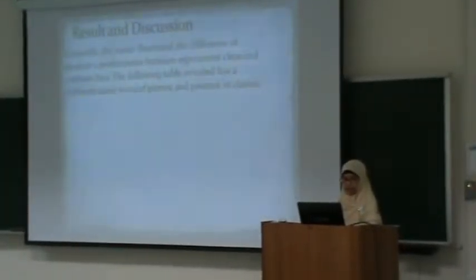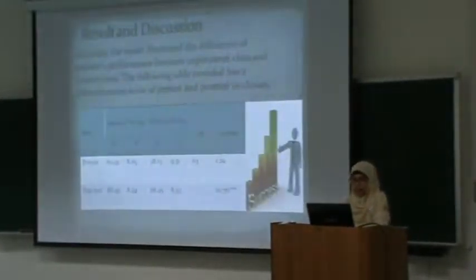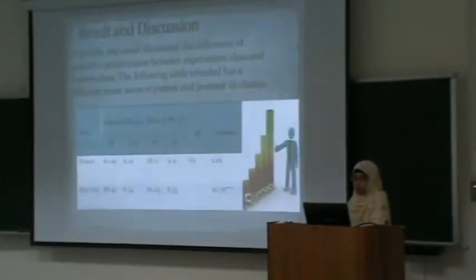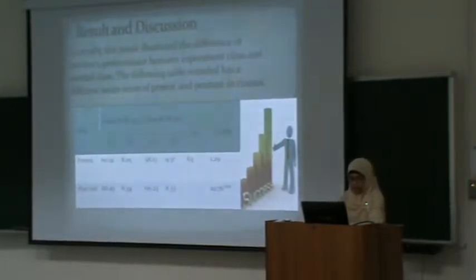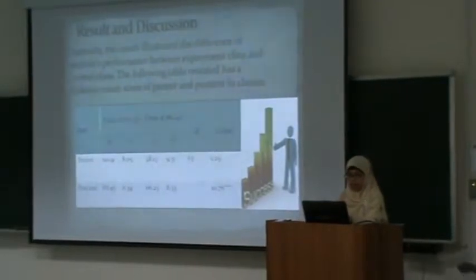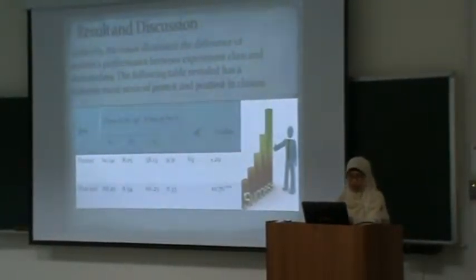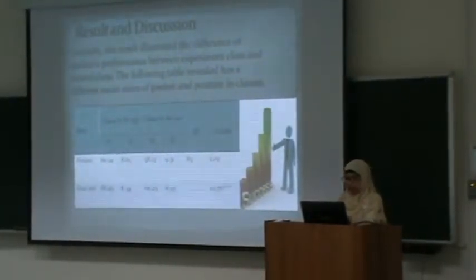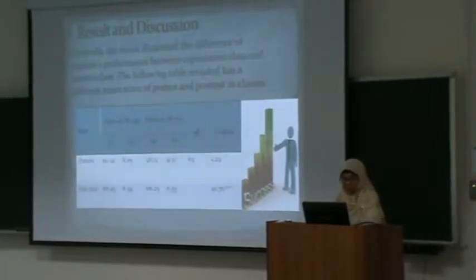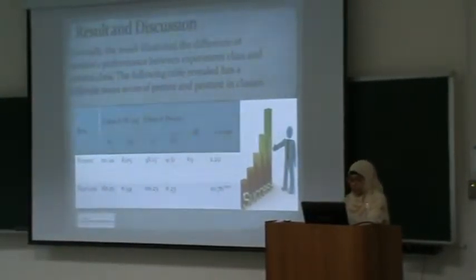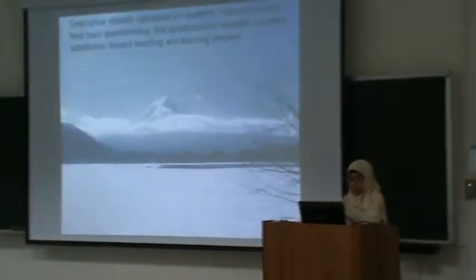And result and discussion. Generally, the result illustrates the difference in student performance between the experiment class and the control class. The following table shows the different mean scores in the pre-test and post-test. So here we can see the significant difference between the post-test in class A and class B. So this is class B. Actually, I have to revise this, but I don't know why the old one is shown here. So there is a significant difference between the post-test in class A and class B.